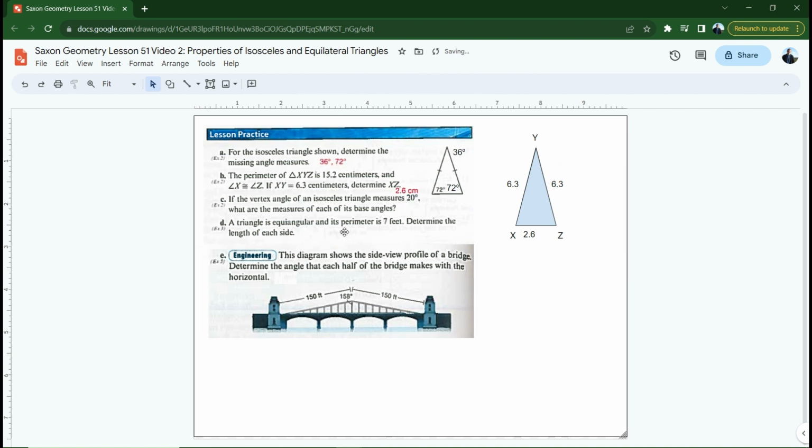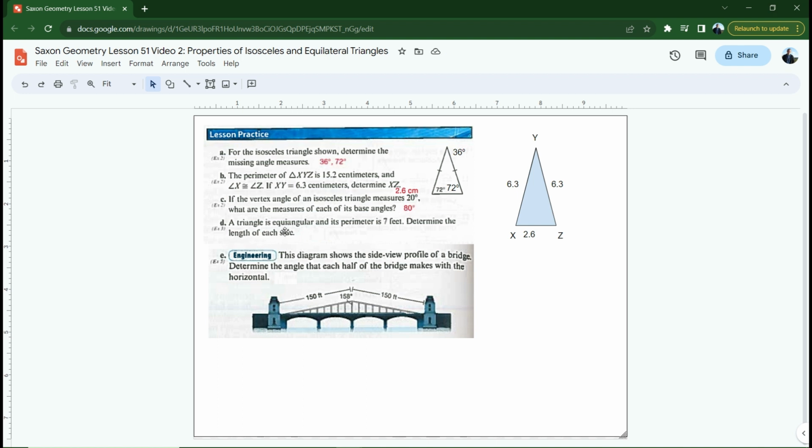Let's see if we got that right. There it is. If the vertex angle of an isosceles triangle measures 20 degrees, what are the measures of each of its base angles? Okay, so again, this is a triangle angle sum theorem problem where we know there's 180 degrees. The vertex angle is 20. The two base angles have to be congruent according to the first theorem in this lesson. So that means that there's 160 degrees left in my triangle, and we're going to split that among the two angles at the base. So 160 divided by 2 is 80 degrees. 80 degrees for each of the base angles.